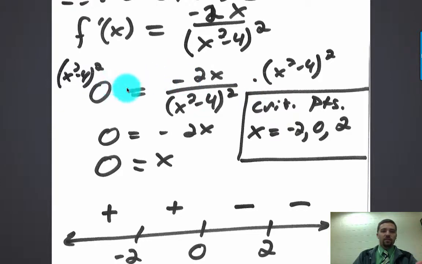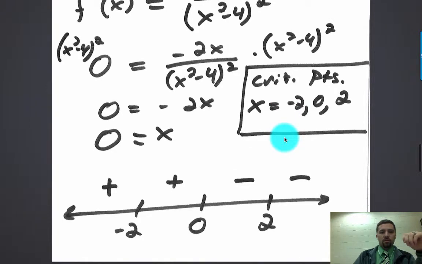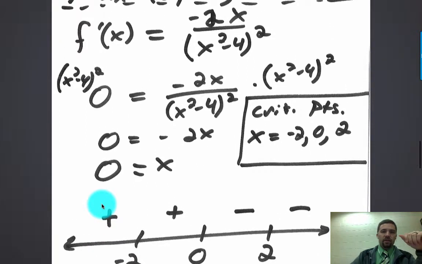When I set this equal to 0, I want you to notice that I can multiply both sides by the denominator, and I'll end up with 0 is equal to negative 2x, which is much nicer than what I started with originally. And I end up with x equals 0 as my other critical point. I go check those critical points, put them on the little number line here, and I check values like negative 3. And what I notice is that when I plug in negative 3 into my derivative here, I get a negative times a negative on top, that's a positive, divided by something squared, which is always a positive.